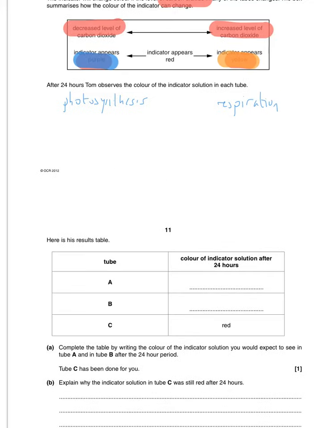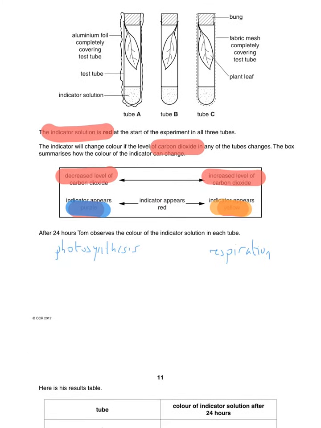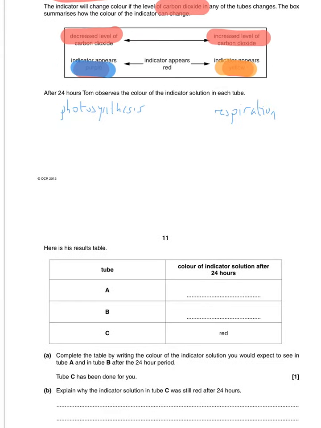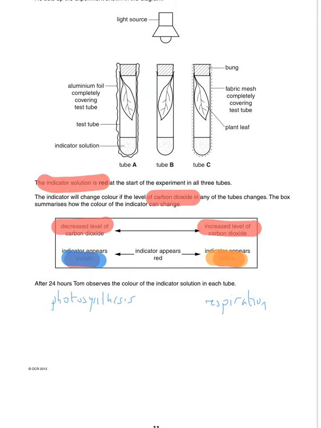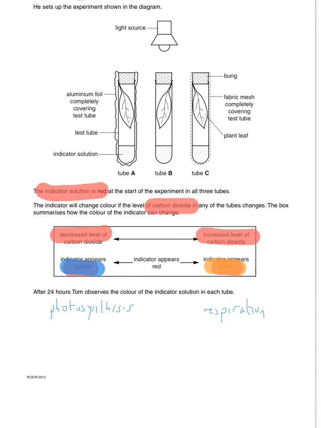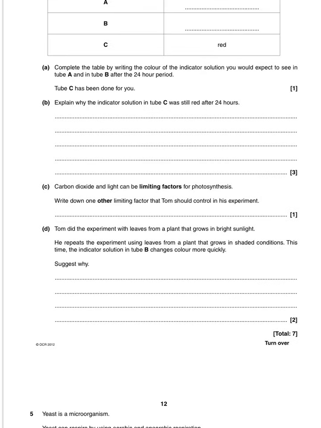And here is his results table. Now they've filled in the one for red, and that's presumably because only some light would get through. So then you've just got to be able to think, right, well, would photosynthesis take place in tube A? Probably suspect not. Would photosynthesis take place in tube B? Well, yes. And if the plant is photosynthesizing effectively, then what will happen is photosynthesis will be higher than the rate of respiration.